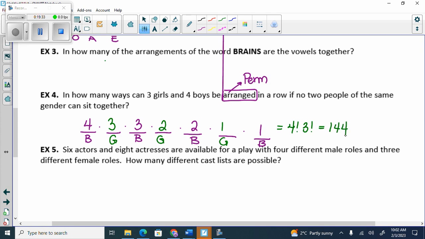Now what if I change it? You do this question. You can do it at the bottom. There's space. I want you to do, what if it's 4 boys and 4 girls? And no 2 boys or girls can sit together.